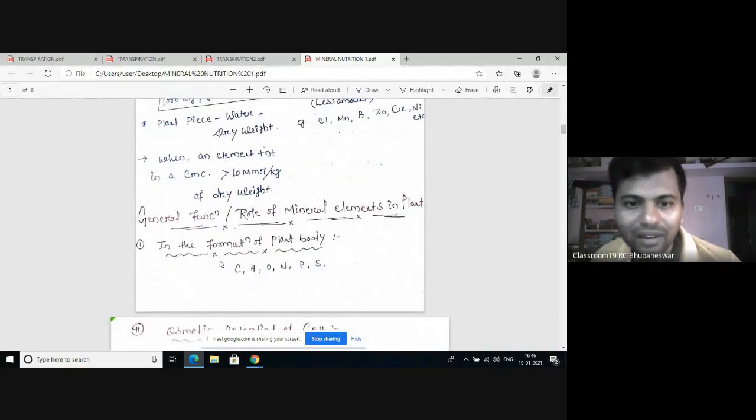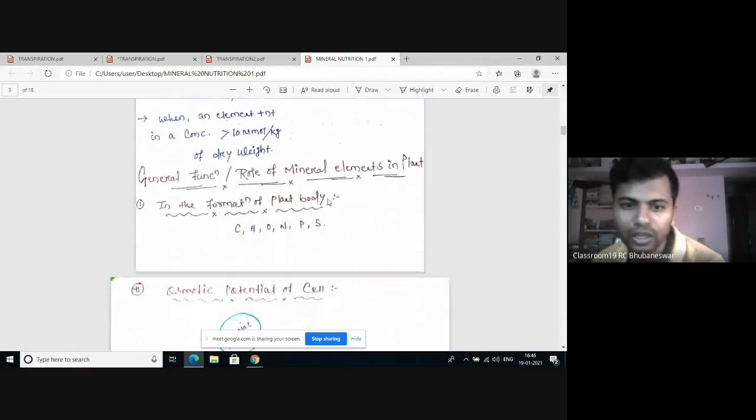Now come to the general function of the minerals. Actually, what function do minerals play in the plant? First is the formation of the plant body. As you know, the plant body is formed mainly of these chemicals: carbon, hydrogen, oxygen, nitrogen, phosphorus, and you just exclude sulfur.